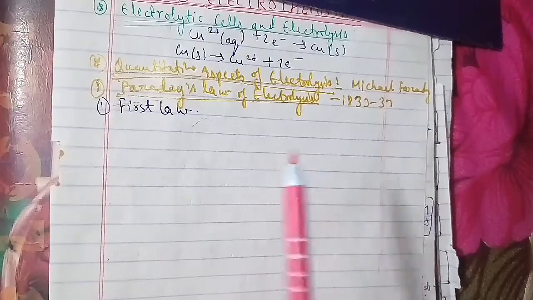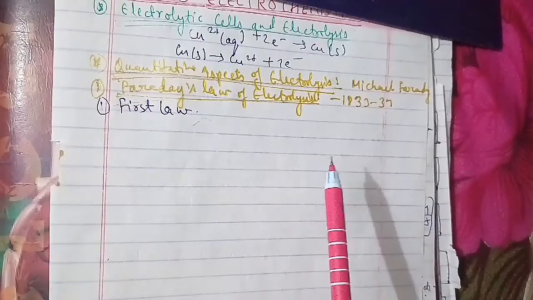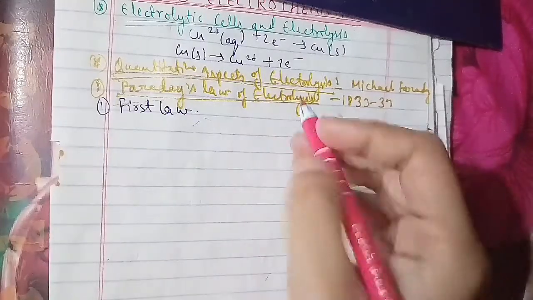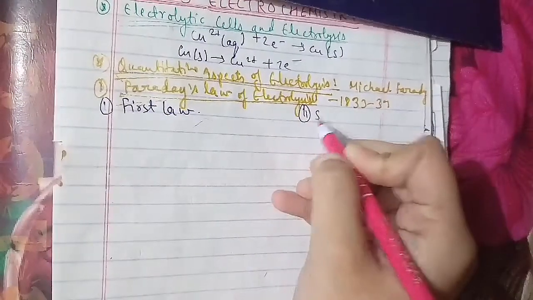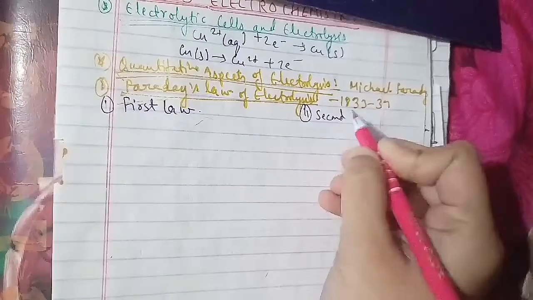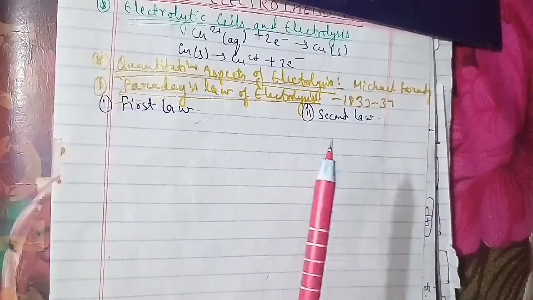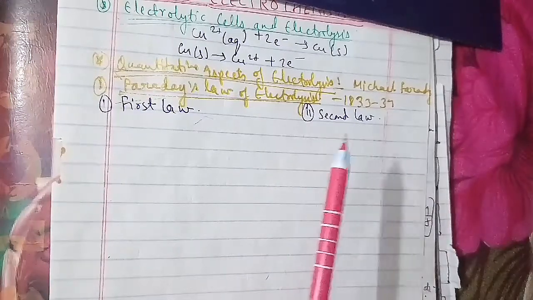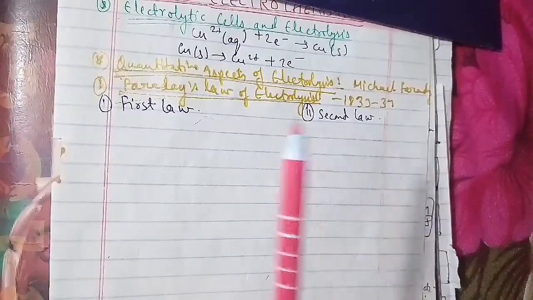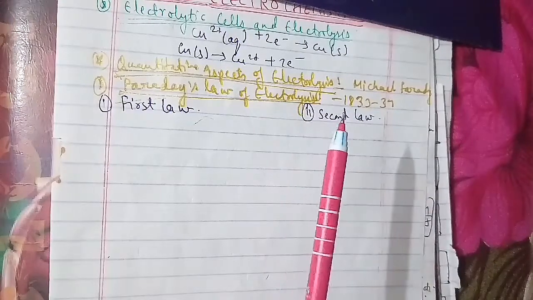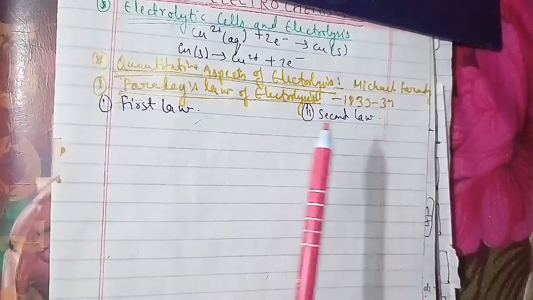In terms of the second law, the amounts of different substances liberated by the same quantity of electricity passing through the electrolytic solution are proportional to their chemical equivalent weight, that is, the atomic mass of the metal divided by the number of electrons required to reduce it as well. Now let us go further.